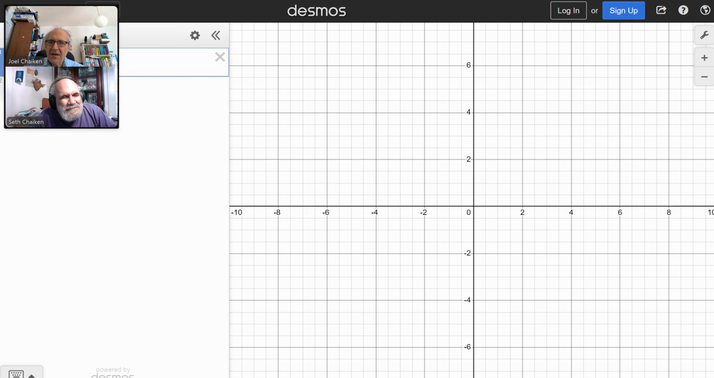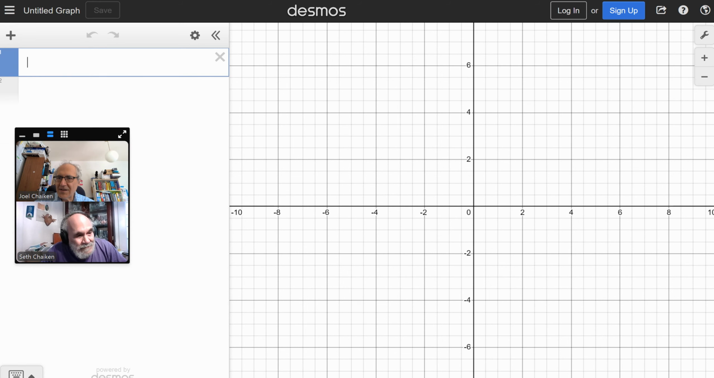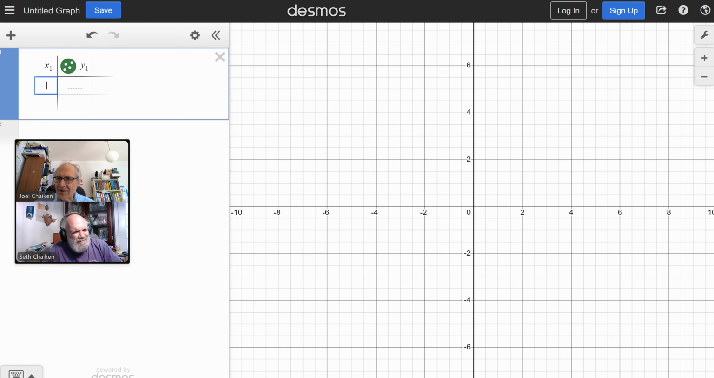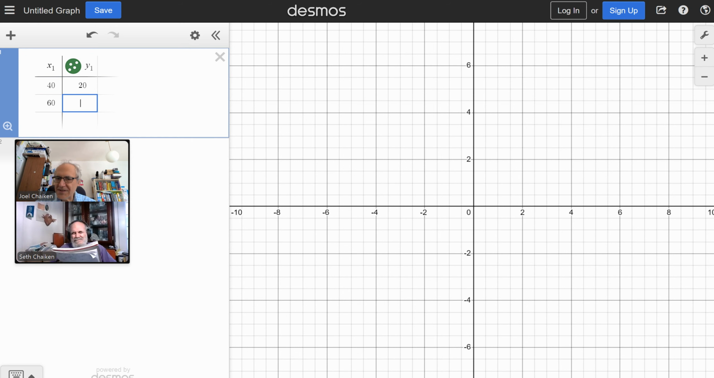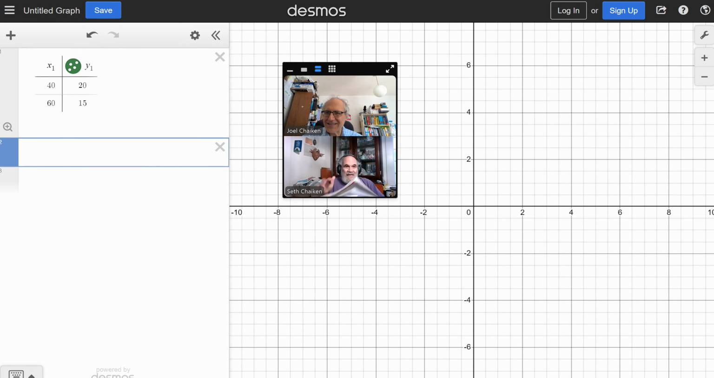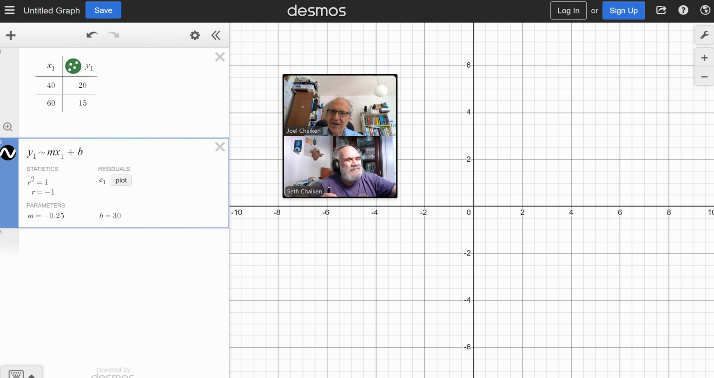Okay, so this is how you do it in Desmos. You do plus table. X1 is 40. Tab. We'll just do 20. And then you do this little arrow thing. 60. If you're going to do it this way, practice on your Desmos before you get into the test. And then you do Y1 squiggly sign MX1 plus B. There we go. There's the equation. M is negative 1/4 x plus B.